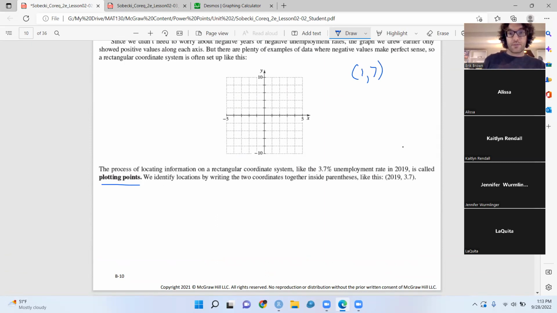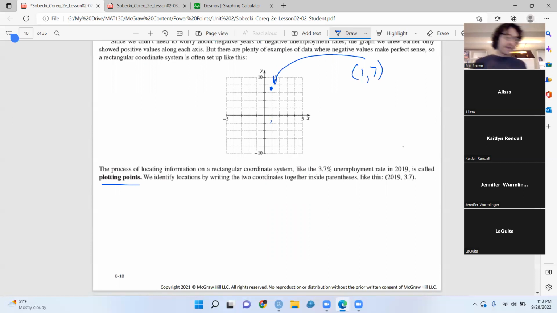So then when we plot points, we look at the x-coordinate and the y-coordinate, and we put them on the graph. So for example, this x-axis has a scale of 1. So this is 1, and then the y-axis has a scale of 2s: 2, 4, 6, 8, 10. So if I wanted to plot the point (1, 7), it would go right here, because we'd go 1 on the x, and we'd go up 7 on the y-axis, and there's that point.